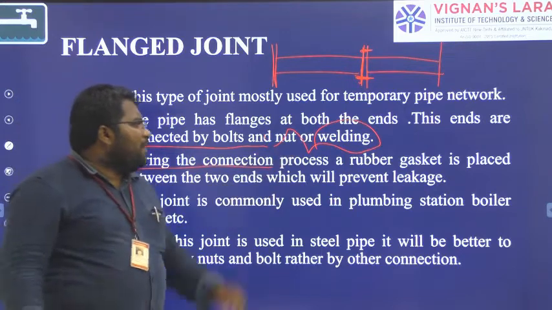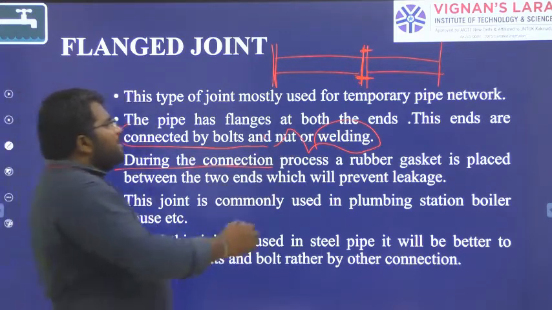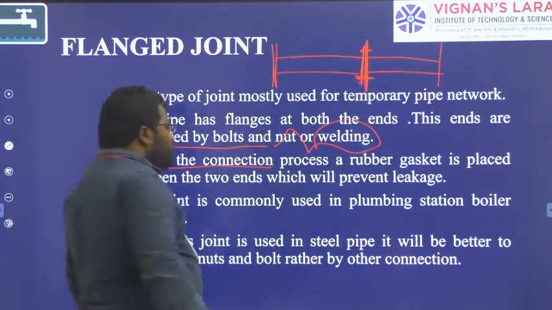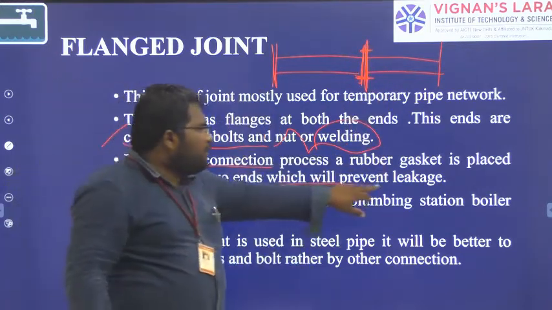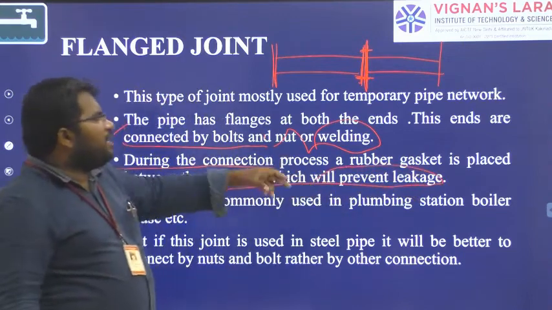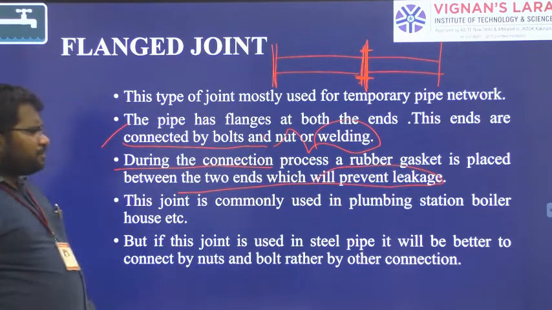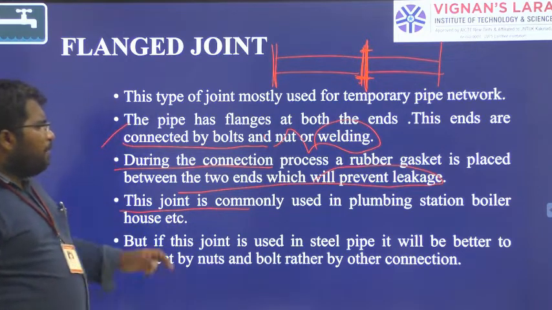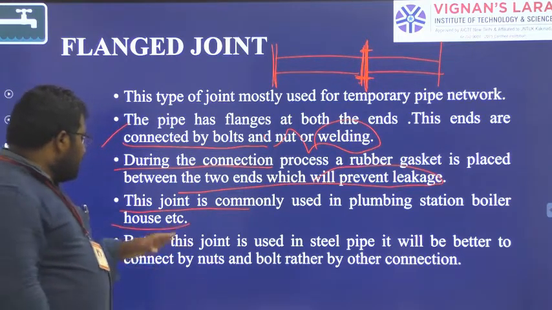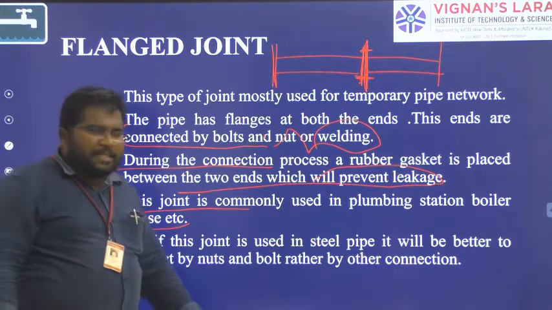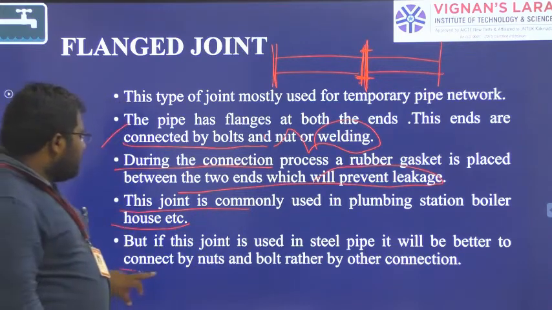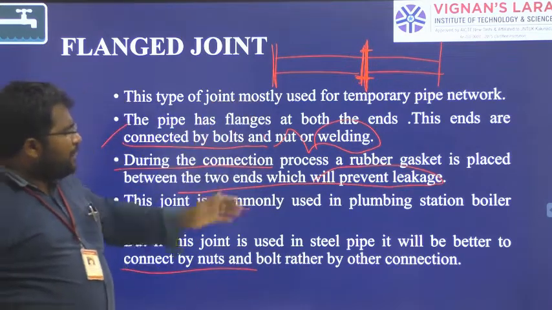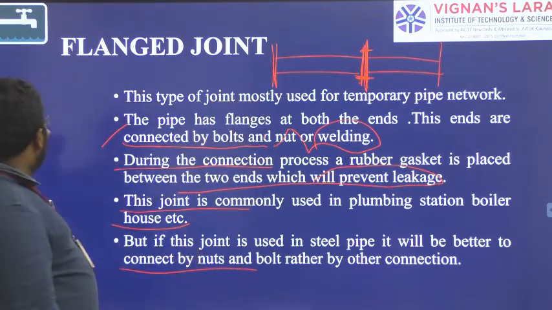During the connection process, a rubber gasket, meaning some rubber sheet, has to be kept between the two pipe ends, which will prevent leakages. This joint is commonly used in plumbing stations, boiler houses, etc. But if this joint is used in steel pipe, it is better to connect by nuts and bolts rather than other connections like welding. This bolt and nut connection will be very good, right?